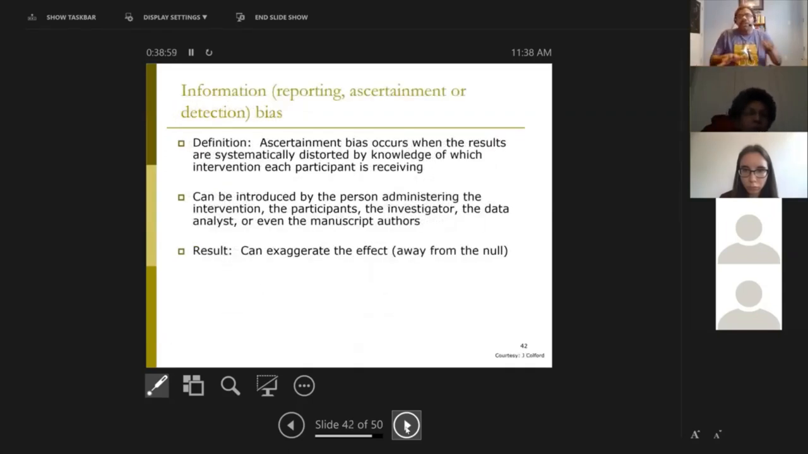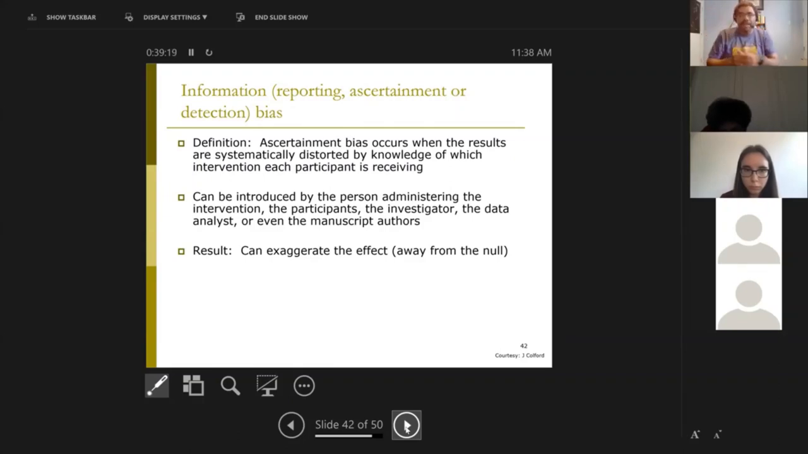Information bias. We just spoke about blinding. Why do we put so much effort into blinding? Because we want to make sure patients don't know what they're on, and people checking the outcomes don't know what they're on. Now the information you're getting is not contaminated by the knowledge that we know this is drug, we know that is placebo, right?